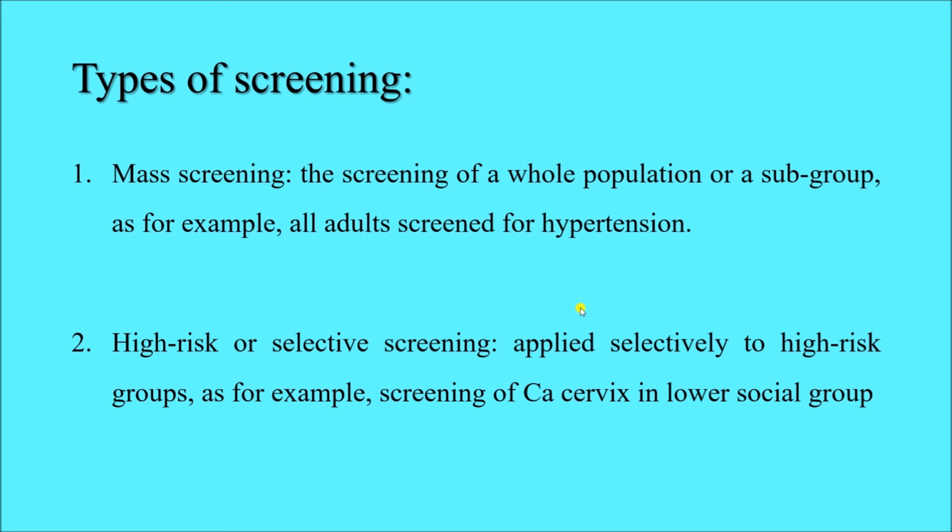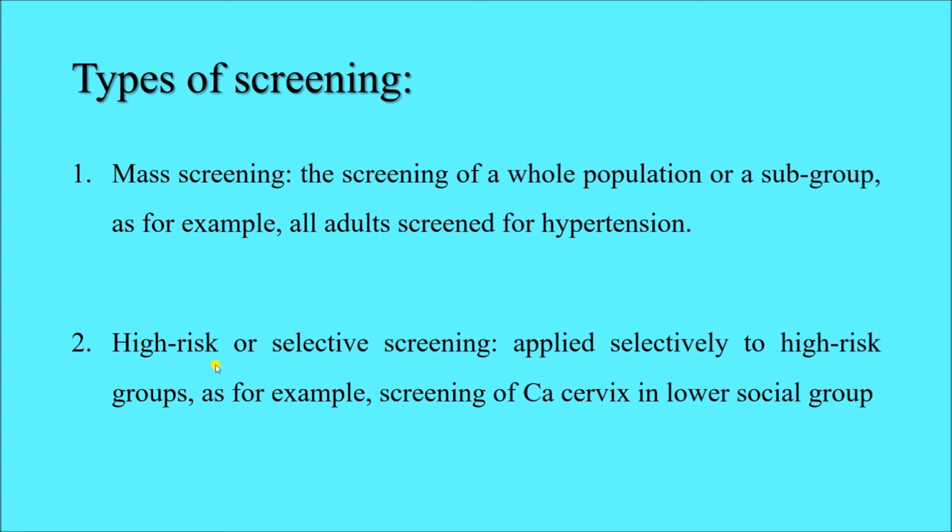Now, what are the different types of screening? The first one is mass screening, where the screening of the whole population or a subgroup of the population is done. For example, all adults screened for hypertension. We may visit a village, maybe a health camp is done in a particular village, and all adults visit and we measure their blood pressure so as to find the hypertensive patients. So this can be mentioned as mass screening.